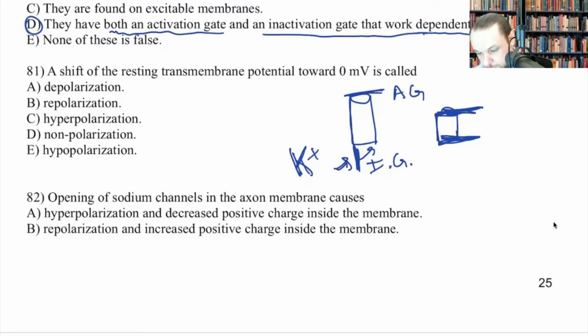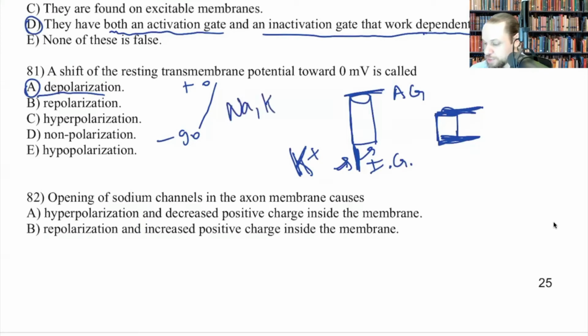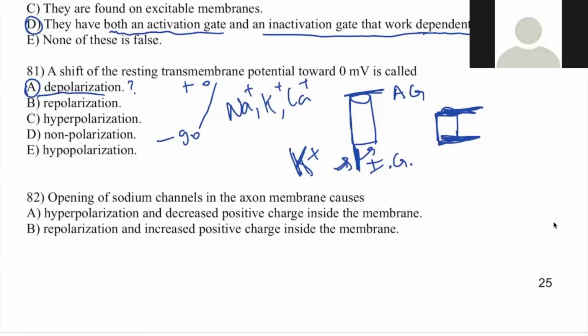81: a shift in the resting membrane potential towards zero millivolts is called depolarization. Yeah, depolarization is correct, because we went from negative, taking it towards zero, becoming more positive. Do you recall which cation is responsible for taking the resting state to depolarization? We have sodium, potassium, calcium. Which of these is doing the depolarization? Can anyone say? Sodium. Sodium, right? Sodium is the one that's doing the depolarization.